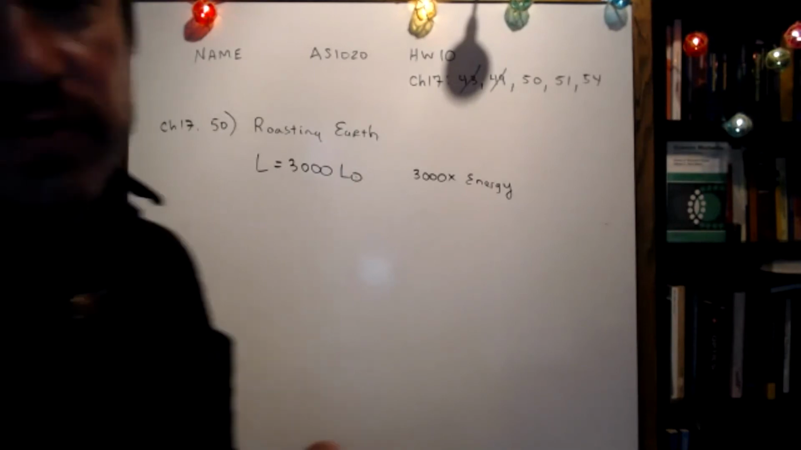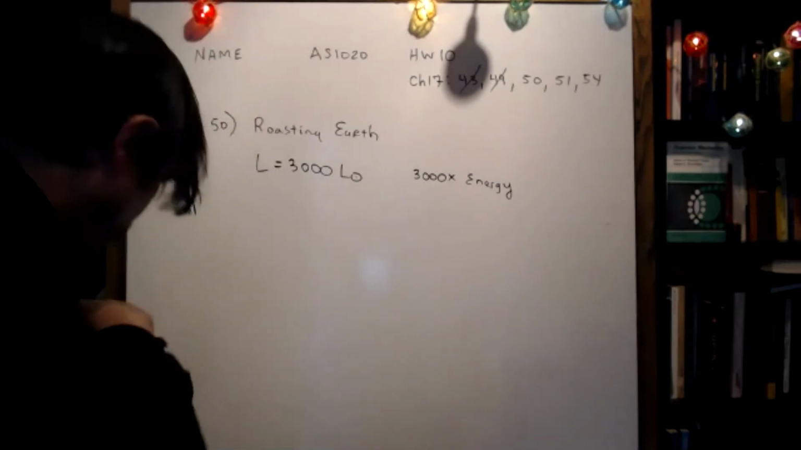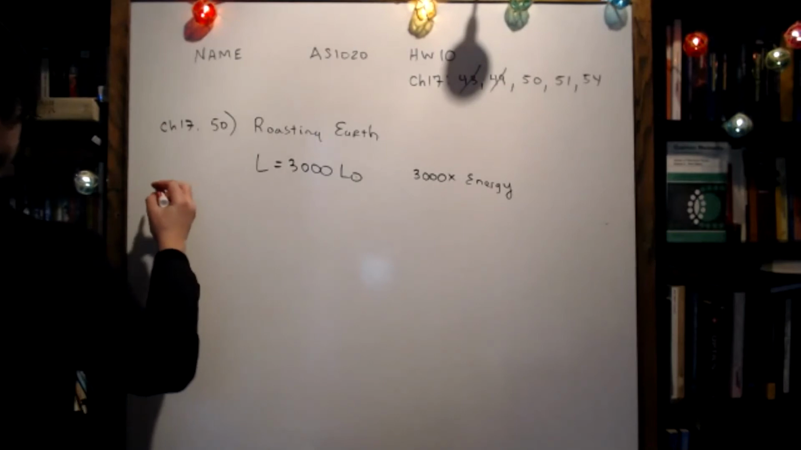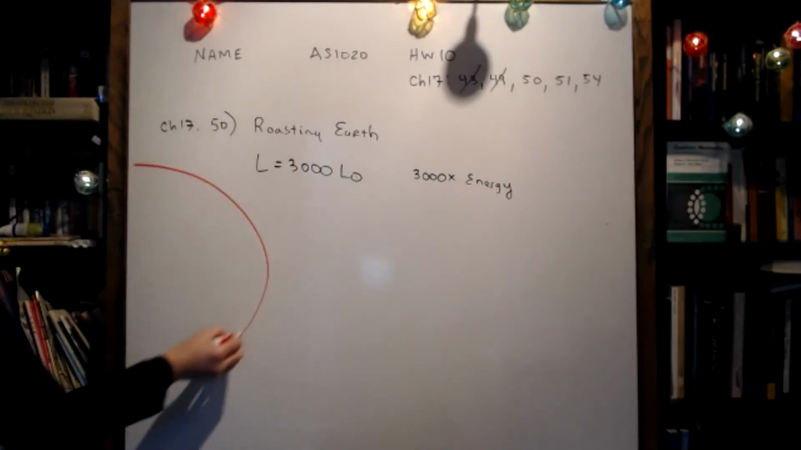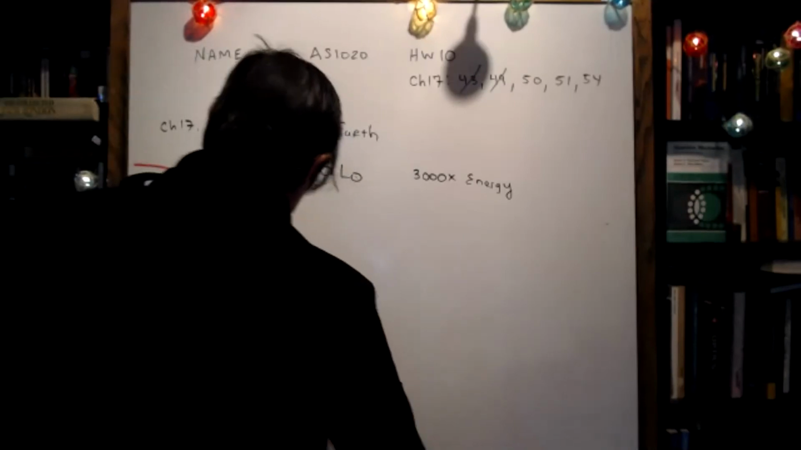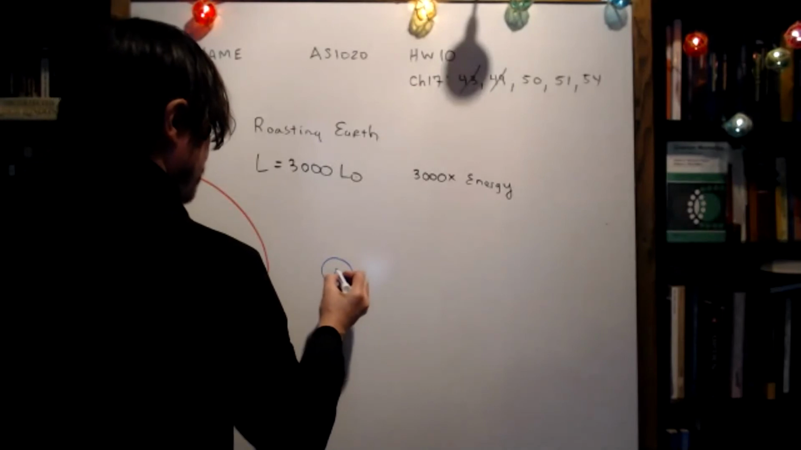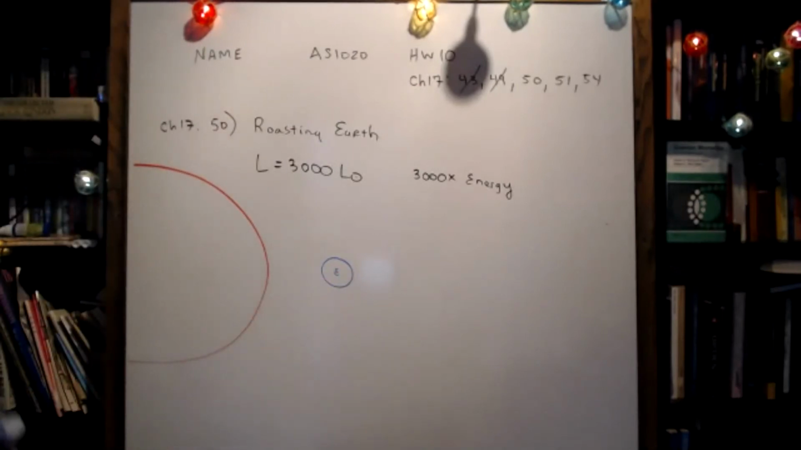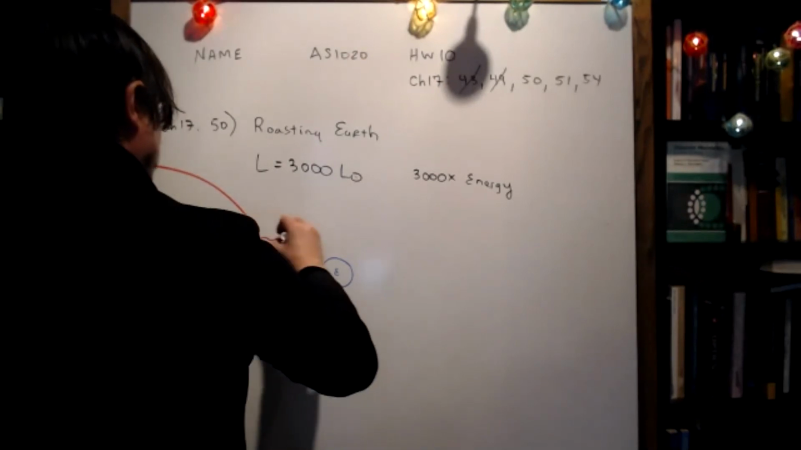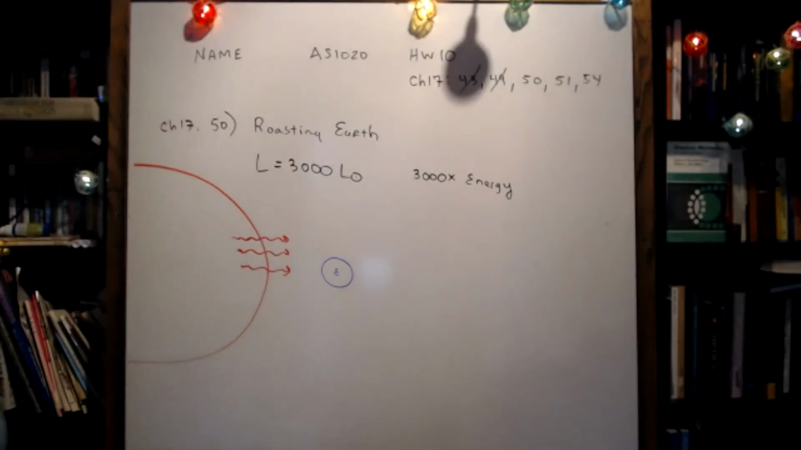Okay, let me translate all that into plainer English anyways. Let's draw a cartoon together. First, let's draw a big swollen red giant sun. And then let's draw an unhappy roasting Earth. This red giant has more surface area, and so it's pumping out 3,000 times more light than it does today.